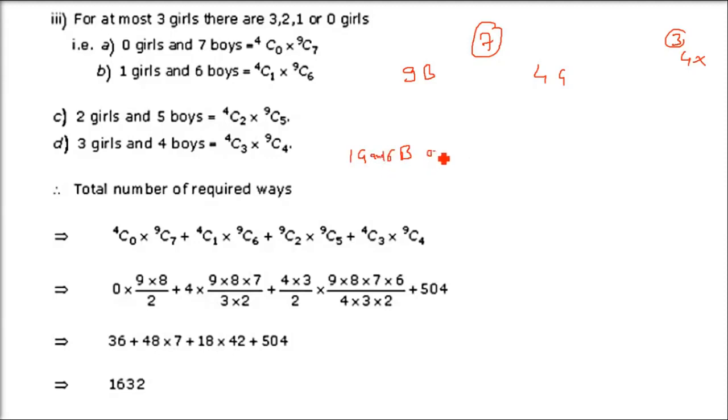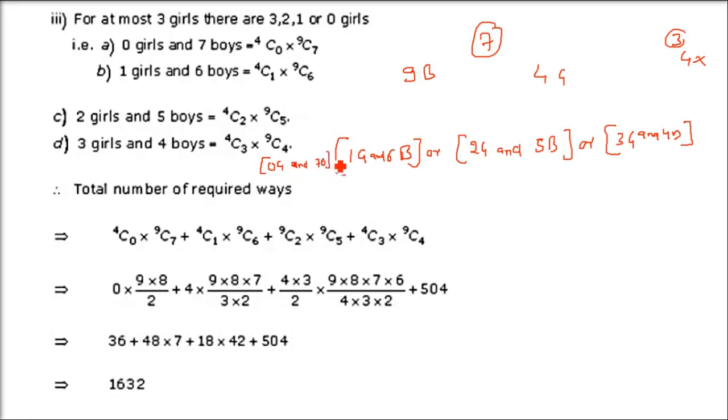Either this is the option or you take 2 girls, and if you take 2 girls, it will be 5 boys. Or if you take 3 girls, how many will be the boys? 4 boys. You have to make it 7. Now you cannot go to 4 girls. At most 3 girls can be there. So you might be thinking why we are not taking 4C4. We cannot have it.